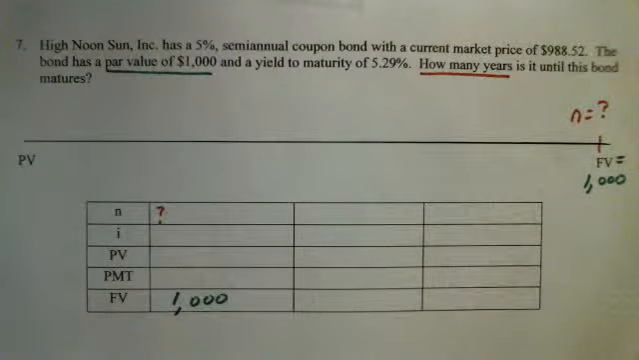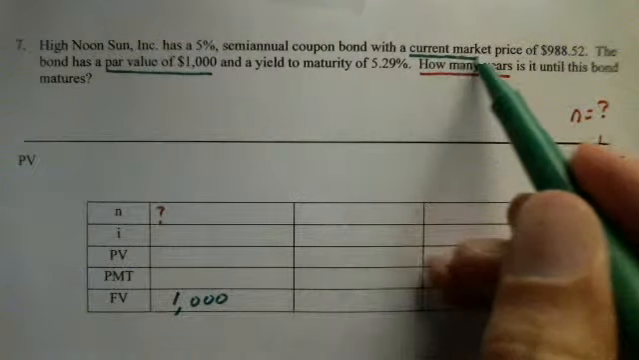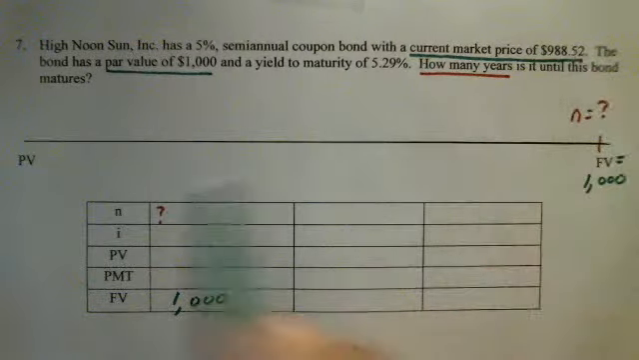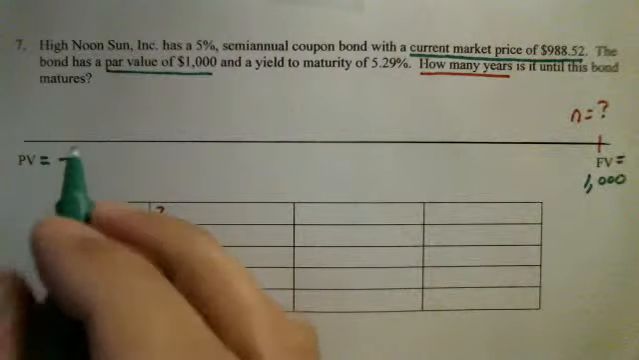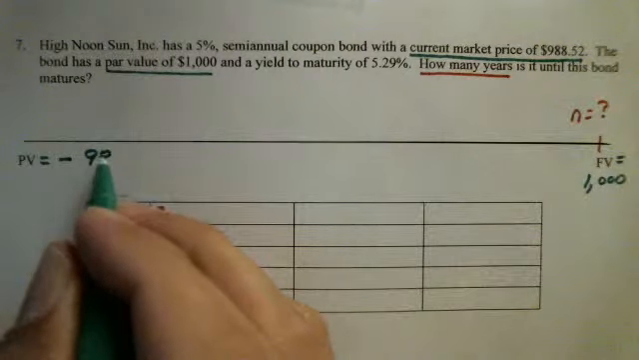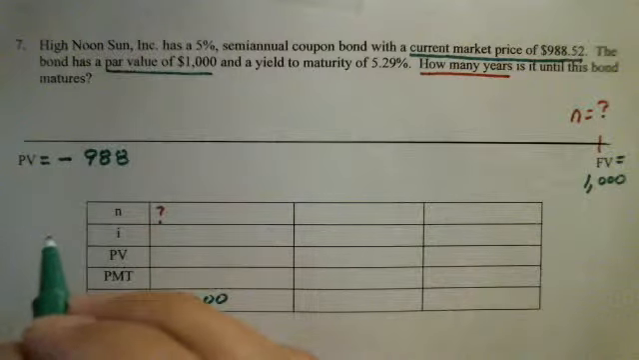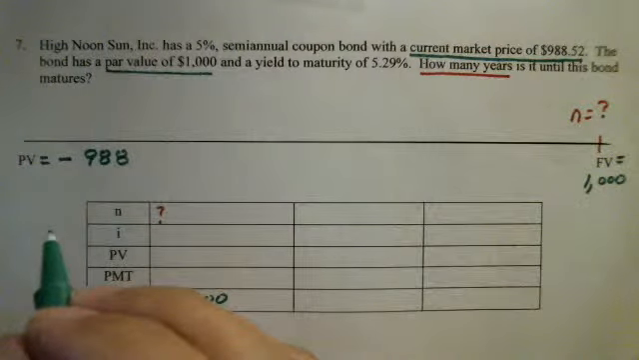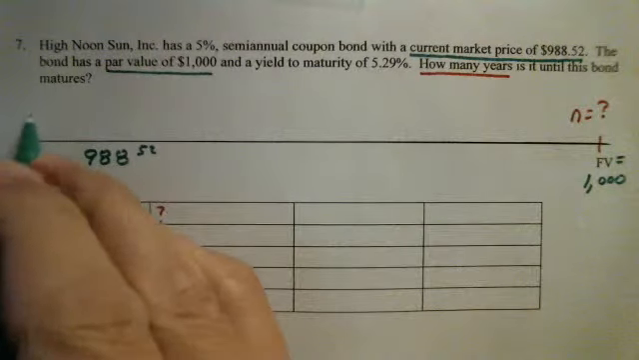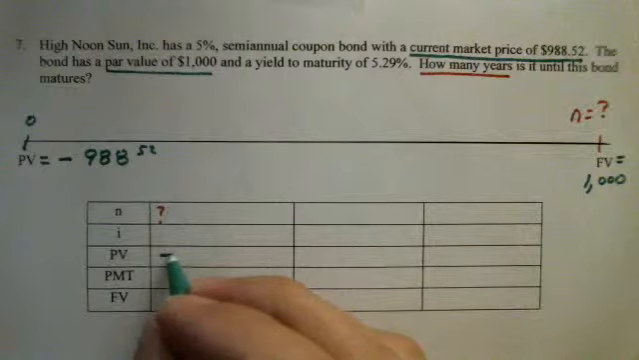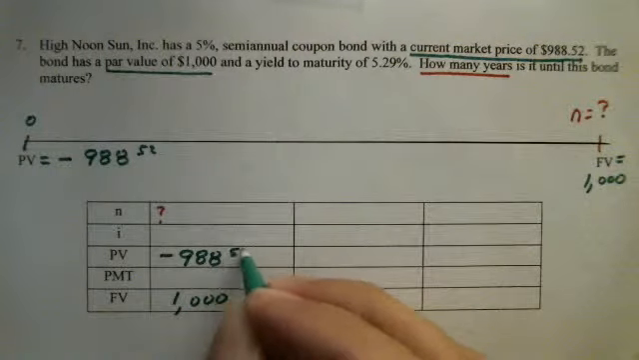The current market price is given as well, and that is what you would pay for this bond today. I'm hoping you are thinking, yep, that sounds like present value. If you're paying for the bond today, that is money coming out of your pocket. So indicate the present value as a negative $988.52. That is happening today at time period 0. So putting down here, negative 988.52.